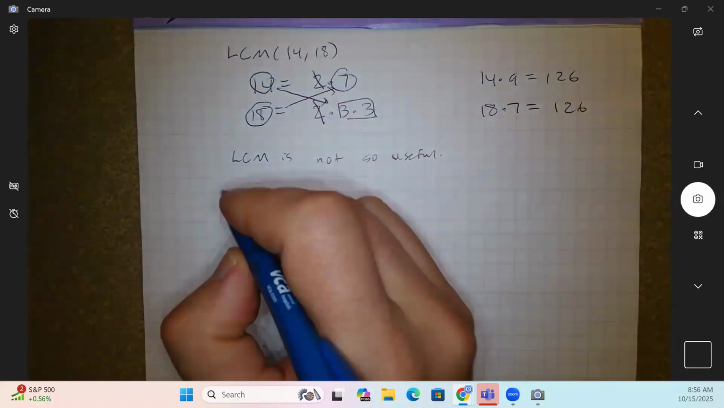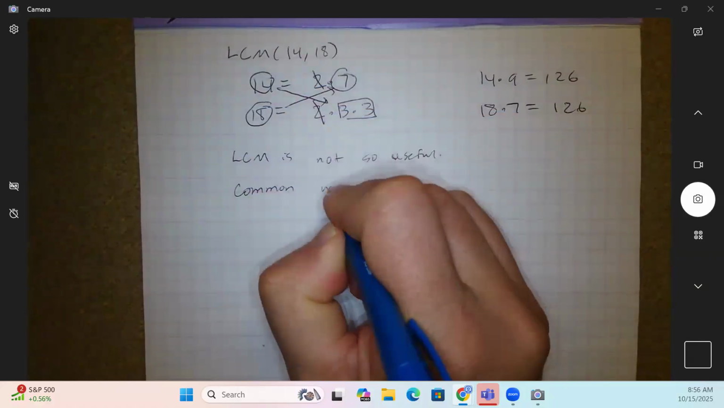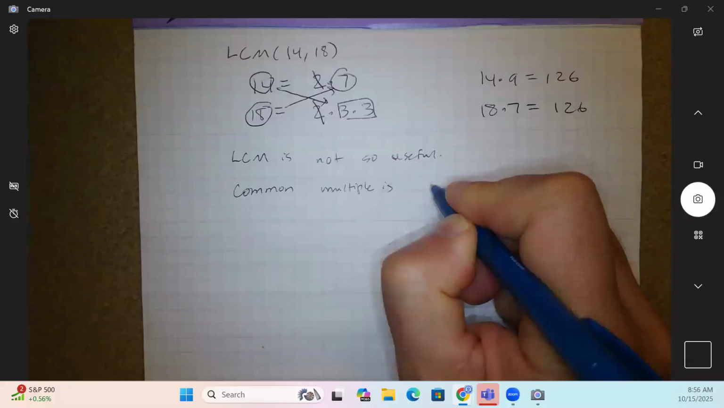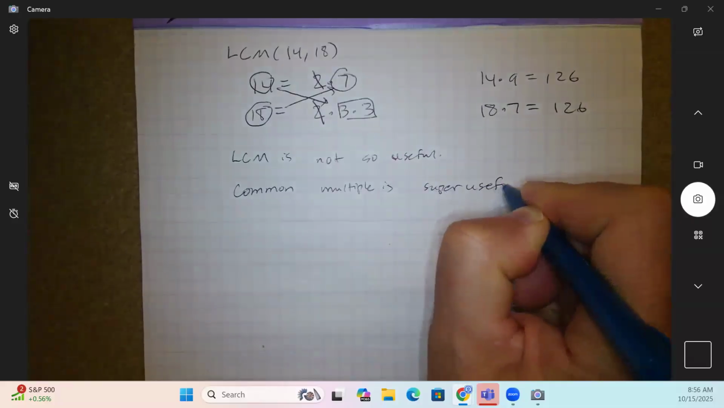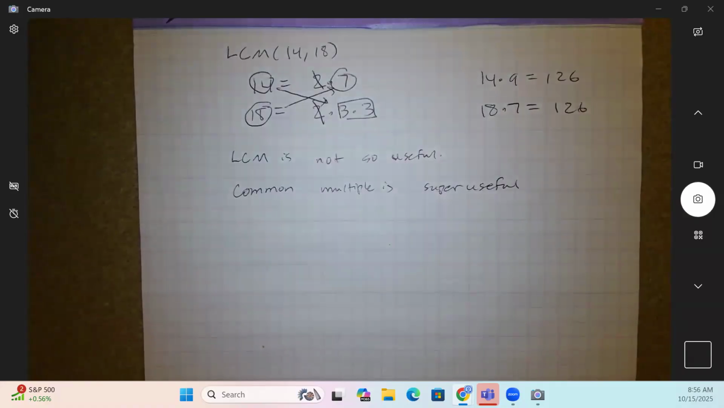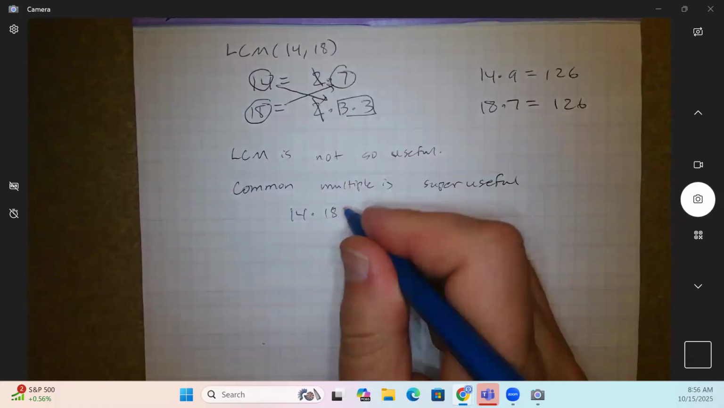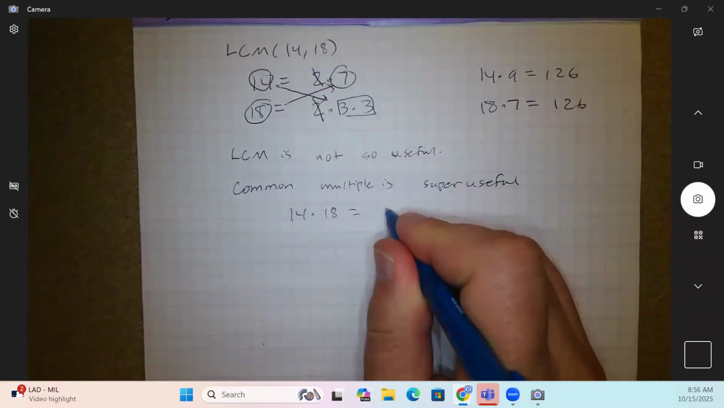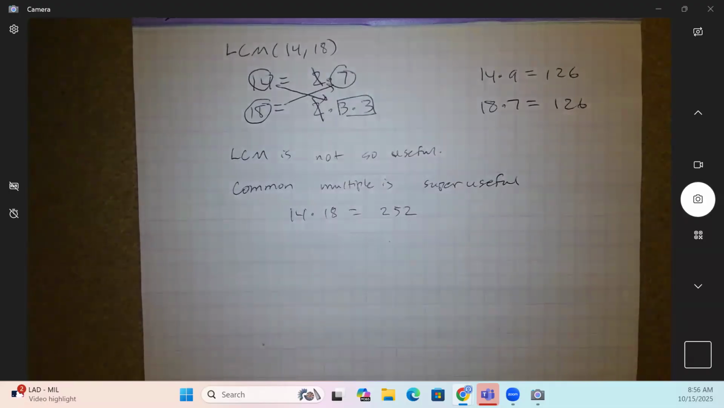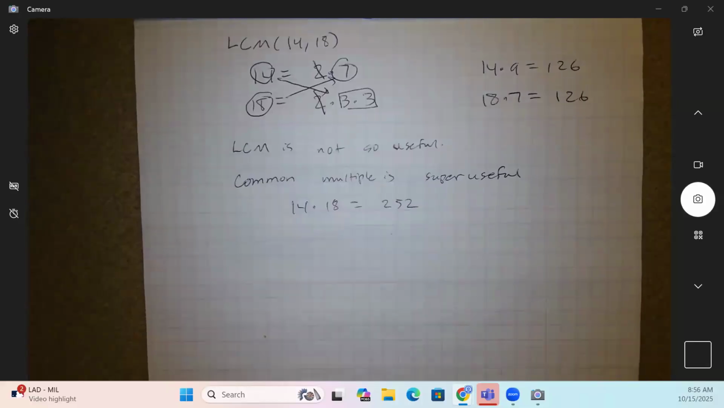A common multiple is super useful. But it doesn't have to be the smallest one. Do you want to know a common multiple of 14 and 18? It's 14 times 18, which happens to be 252. It's not the smallest, but it's fine. It works just fine for what we need it for.